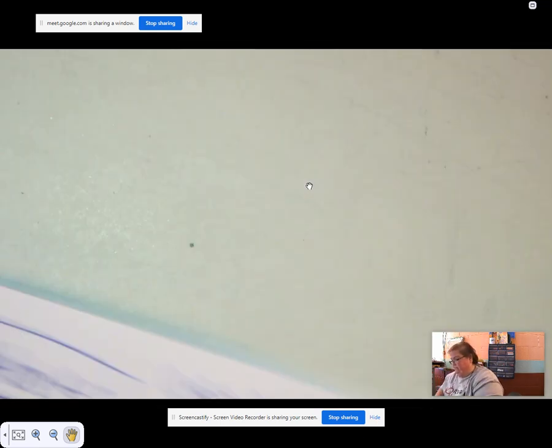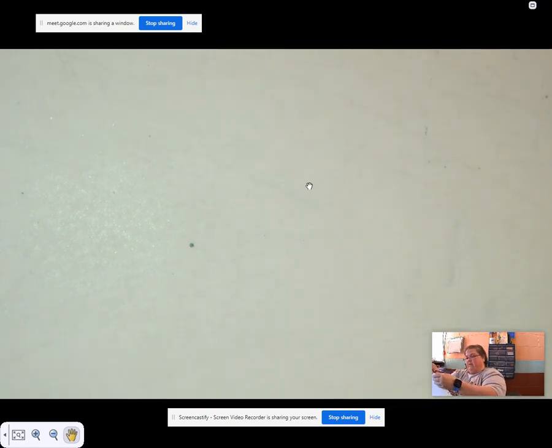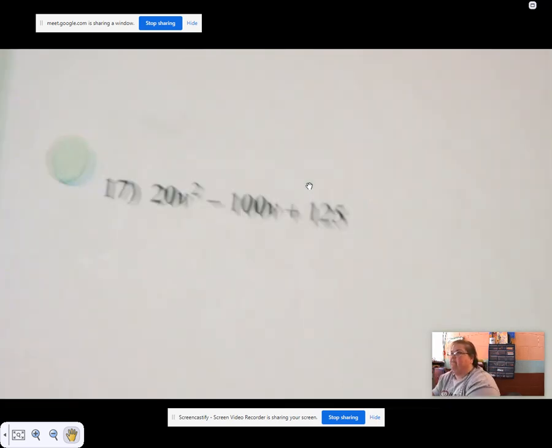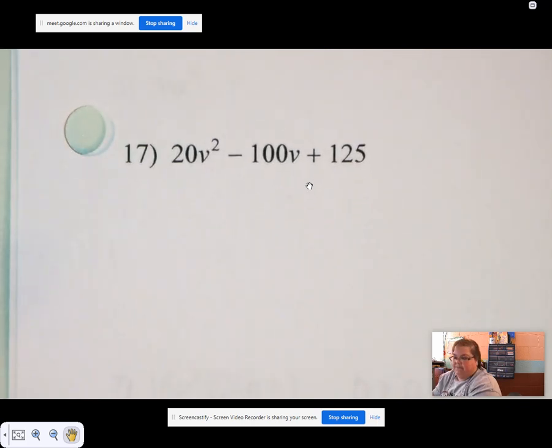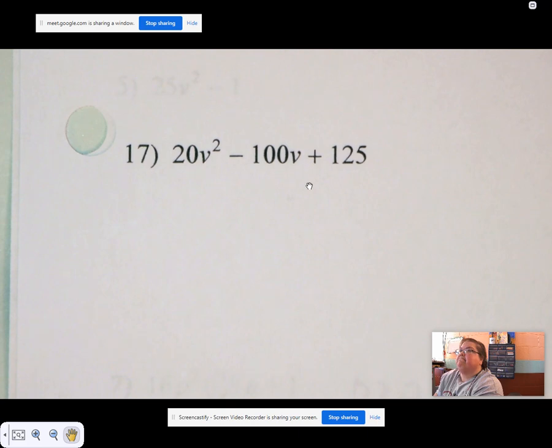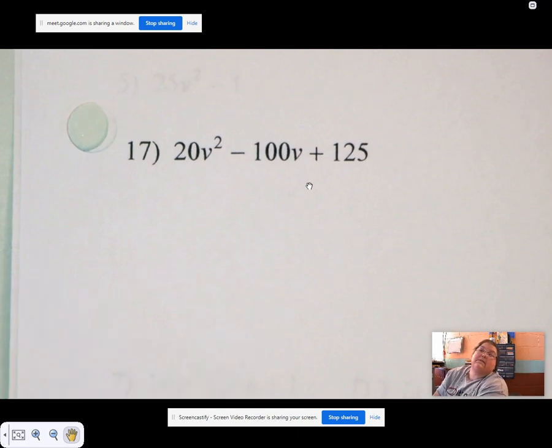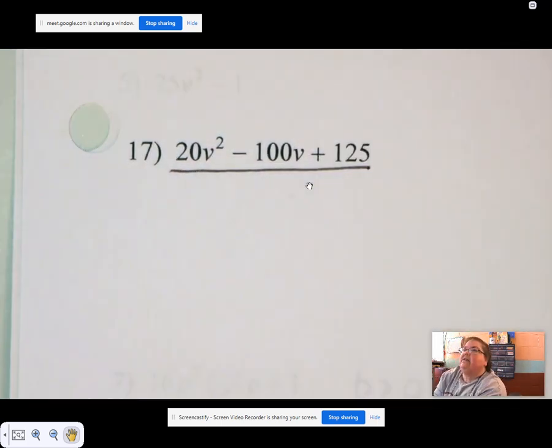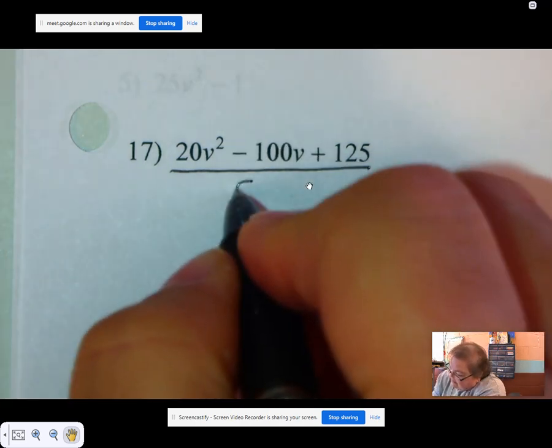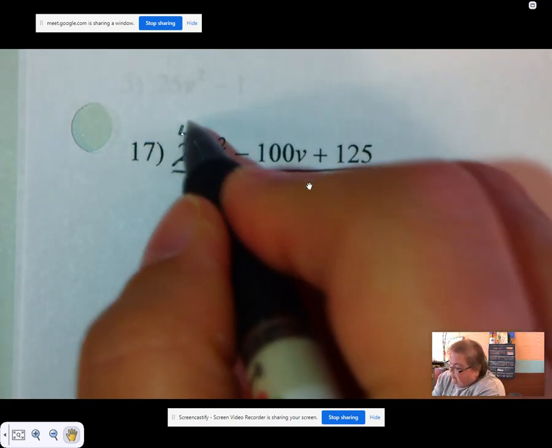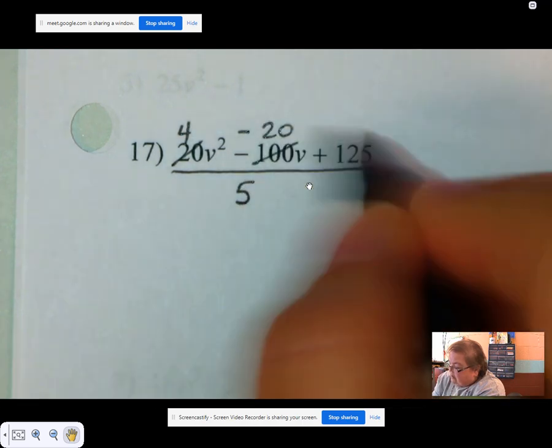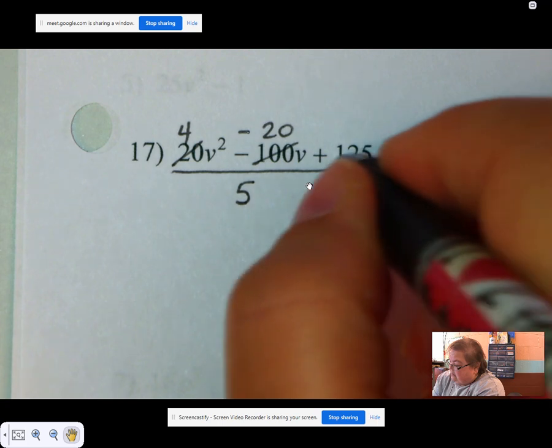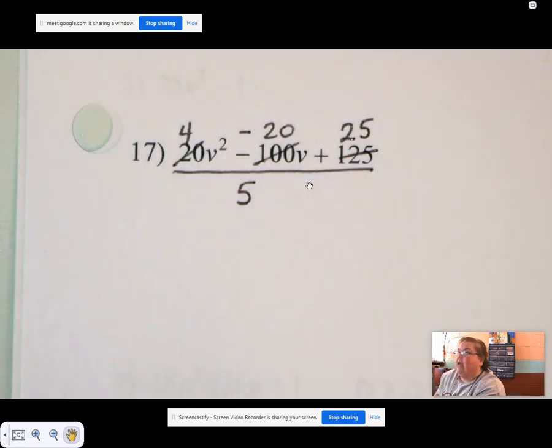Turn page. Number 17. What do you got to do first? Find out what is? Yes. Do you have a GCF? Yes. So that is step 1. What is 5? 4, negative 20. Don't forget to move that negative up so you don't lose it. And 25.